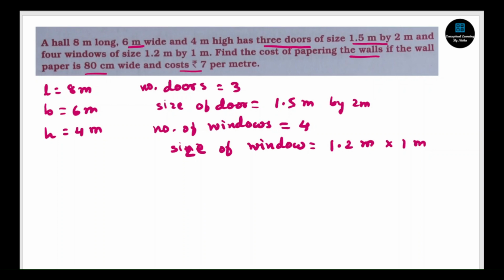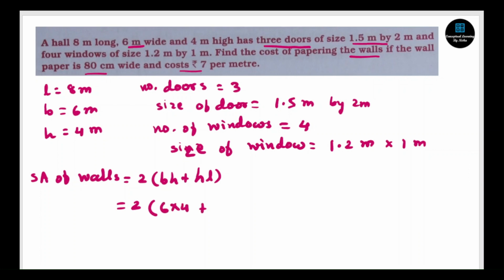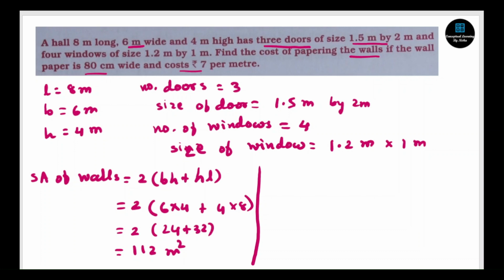So first of all, the surface area of walls equals 2 times breadth, height plus height and length. We are excluding the length into breadth. So what do we get here? 2 times 6 into 4 plus 4 into 8. And when I simplify this, I'll get 112 meter square.